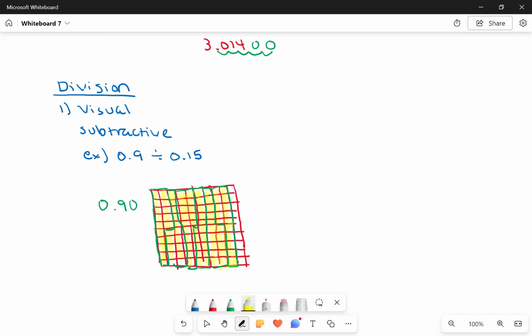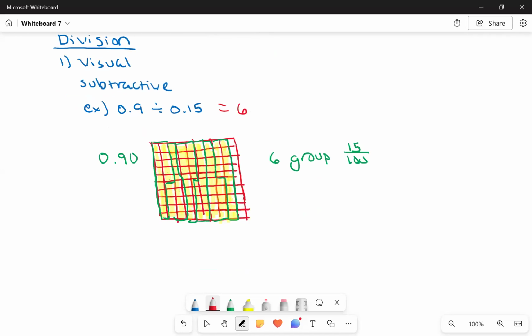And there you go. All right, try to fill them in a little better. Okay, so we had 6 groups of 1500ths. Oops, not thousands, 1500ths. And therefore, this equals 6. That's the subtractive approach, also known as partitive. That was the other phrase they used.